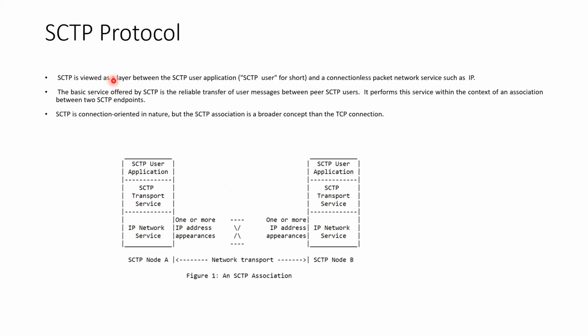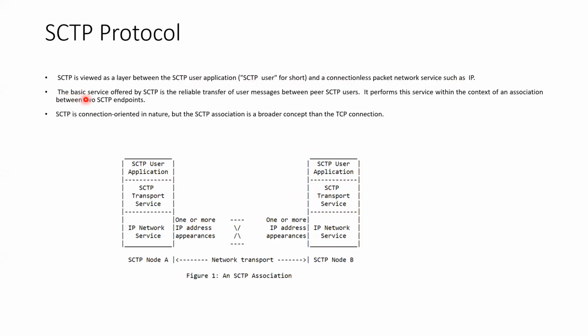SCTP is viewed as a layer between the SCTP user application and a connectionless packet network service such as IP. So SCTP will be located between IP and the SCTP user. In TCP/IP, you will see this as TCP or UDP as a transport service. But in telco, we use a transport protocol called SCTP.